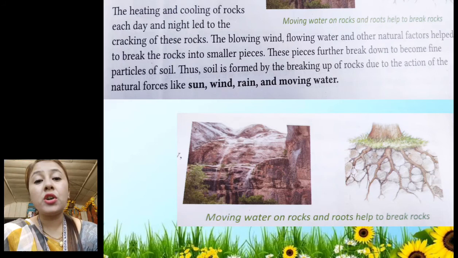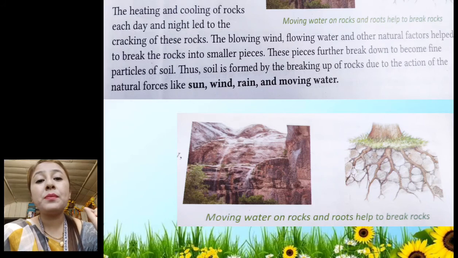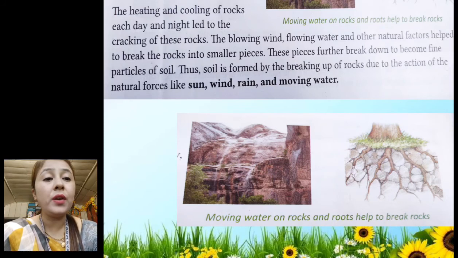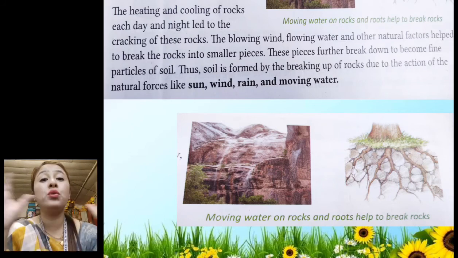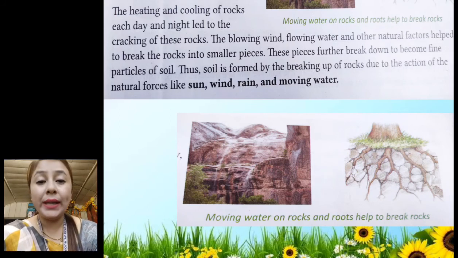Now what happened next? The rock started to break into smaller pieces. These pieces further break down to become fine particles of soil. Thus soil is formed by the breaking off of rocks due to the action of natural forces like sun, wind, rain and moving water. So how is soil formed, children? Soil is formed by the breaking of rocks. Those huge rocks are broken down with the help of natural forces like sun, wind, rain and moving water. So these big rocks are broken down into smaller pieces and turned into soil.